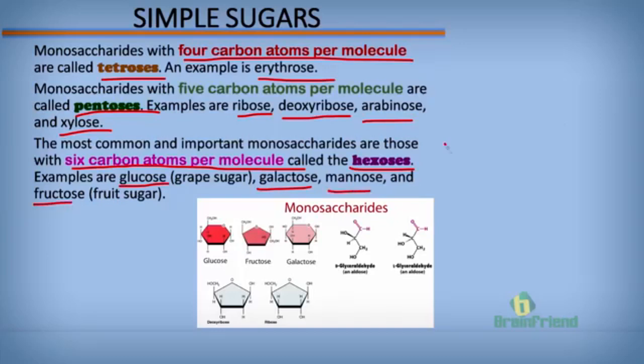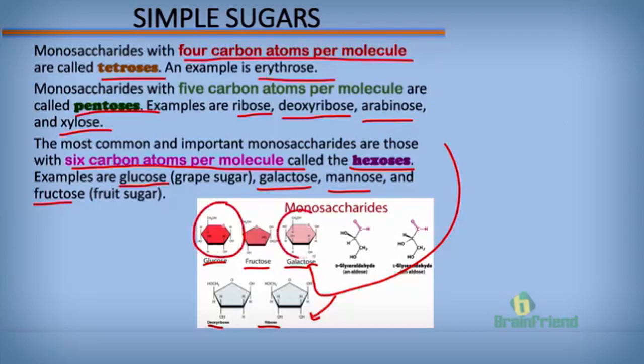Looking down here, we'll see some hexoses: glucose, fructose, and galactose. Below we have some pentoses, which are deoxyribose and ribose. But all of them are monosaccharides because they are all made up of what? Just one sugar unit. As you can see, glucose is just a single unit. Galactose is just a single unit. Ribose is also a single sugar unit, and also deoxyribose.